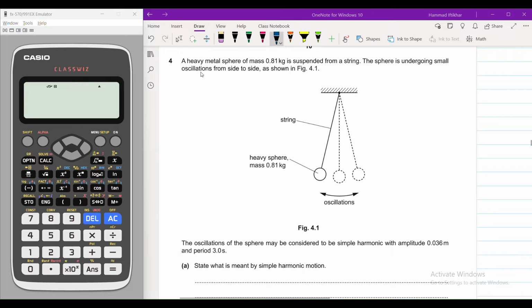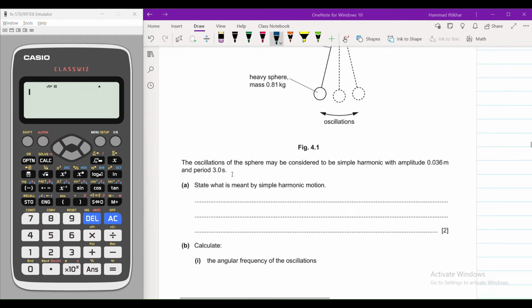Okay, so question number 4. A heavy metal sphere of mass 0.81 kg is suspended from a string. The sphere is undergoing small oscillations from side to side. The oscillations of the sphere may be considered to be simple harmonic with amplitude 0.036 and a period of 3. So amplitude is 0.036, T is 3.0 seconds. State what is meant by simple harmonic motion.